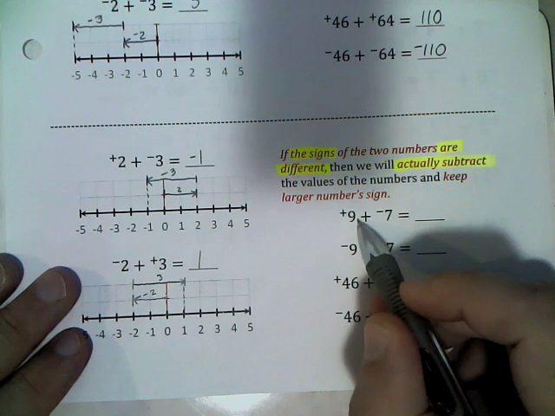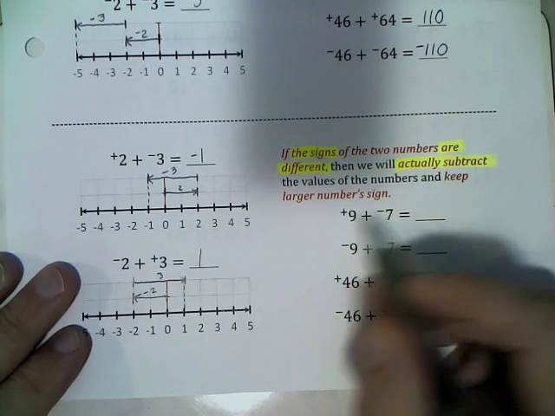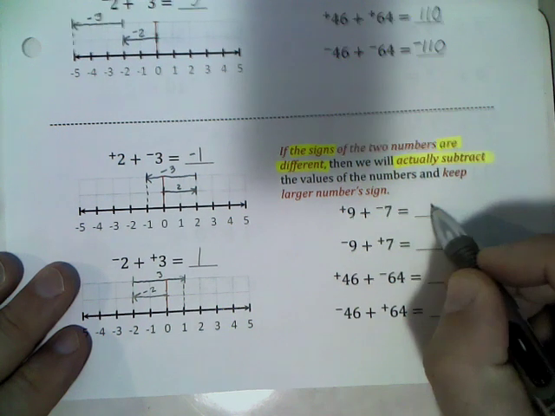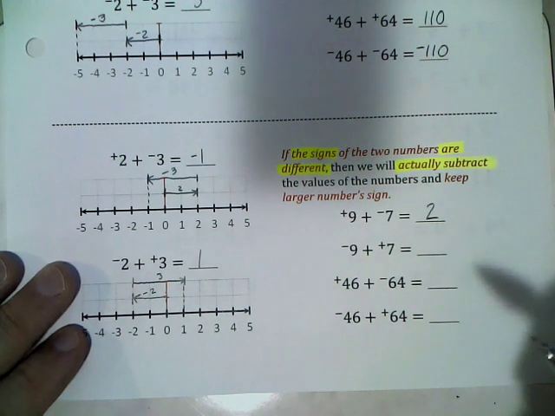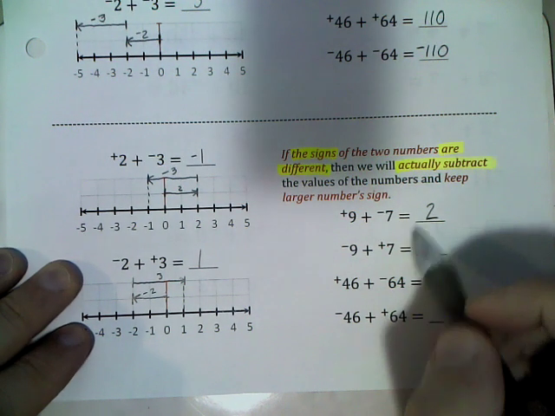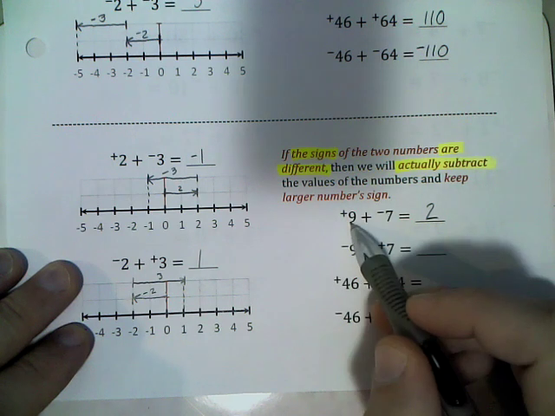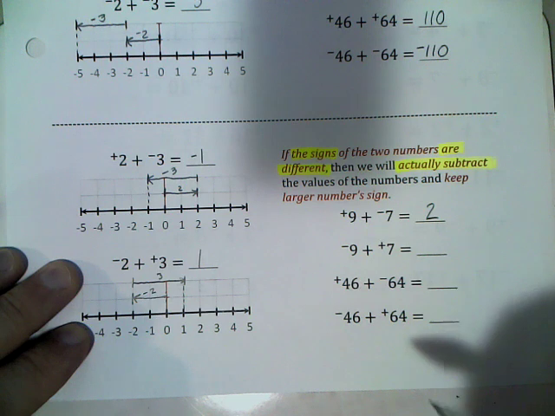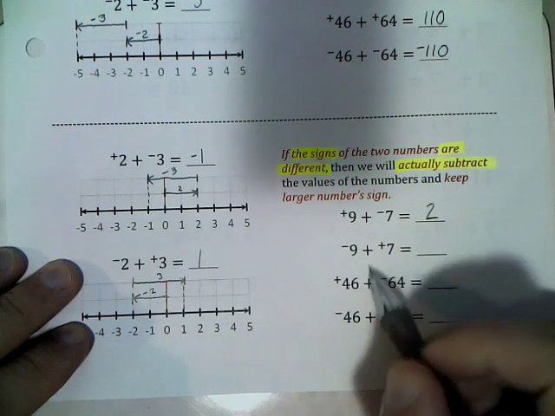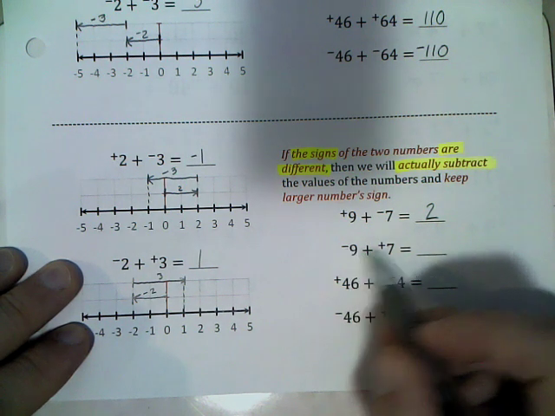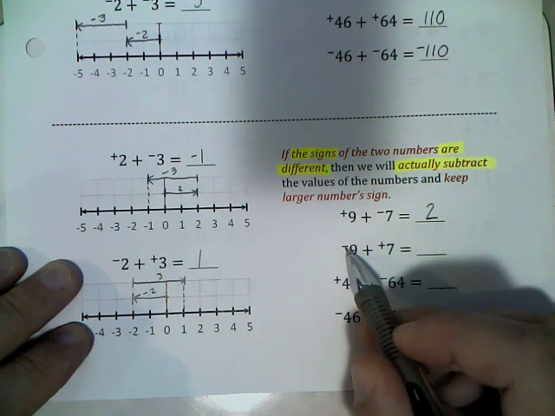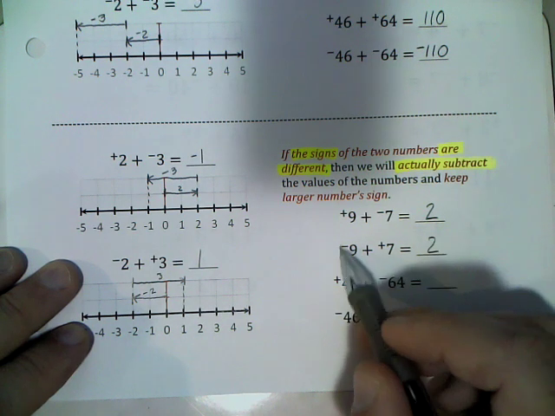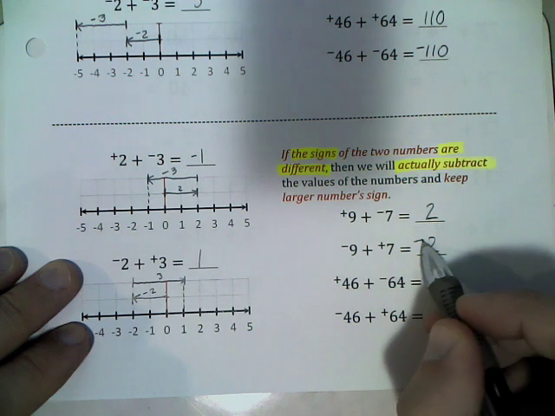So if we apply that down here then, noticing that the signs are different, we are actually going to subtract. So 9 minus 7 is 2. And then we keep the larger number's sign. So 9 is larger than 7, so since the 9 is positive, this is positive. Over here, same idea, different signs. One's negative, one's positive. So 9 minus 7 is 2, but this time the bigger number was negative. The negative will win.